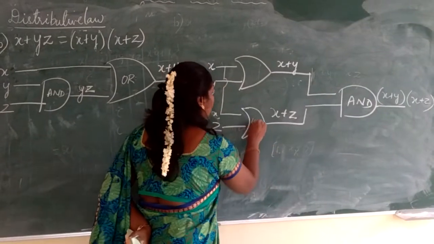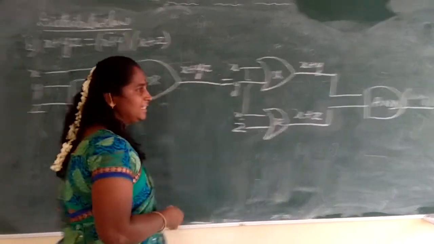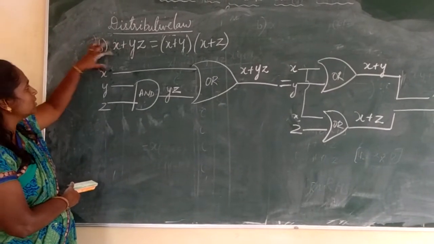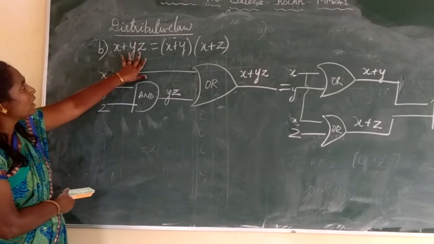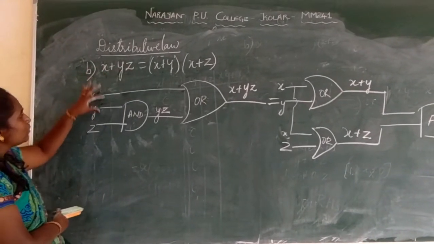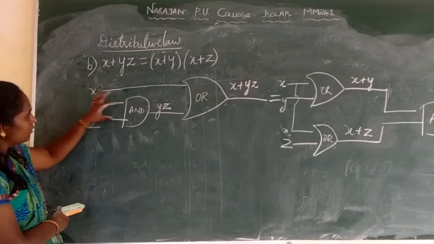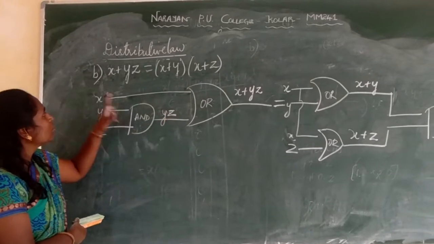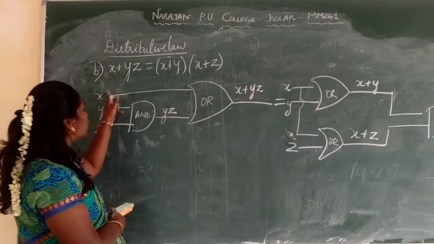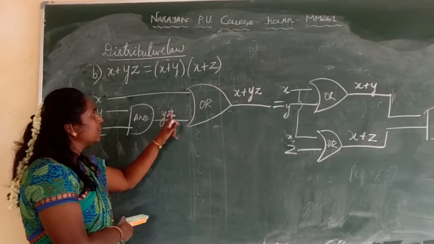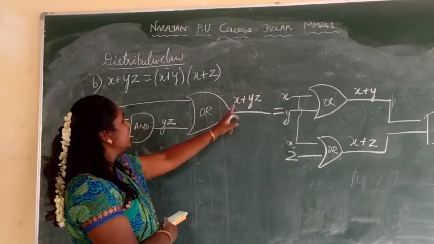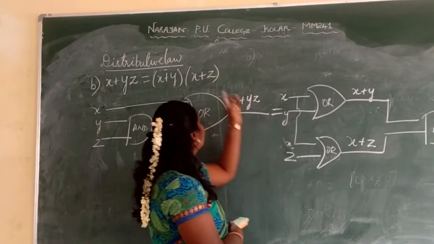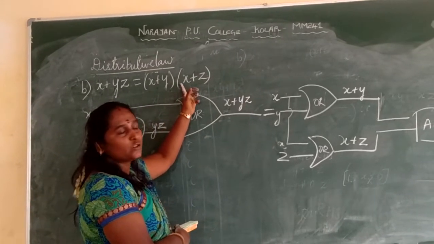See here, this is your OR gate. Once again I am explaining. Listen here. You have only 3 inputs, x, y, z. These two are logical AND, so I am using an AND gate, ANDing y and z. After ANDing, the result coming out of y, z should be ORed with x using an OR gate. The result that comes out is nothing but x plus yz. This circuit must be equal to your right hand side, x plus y into x plus z.